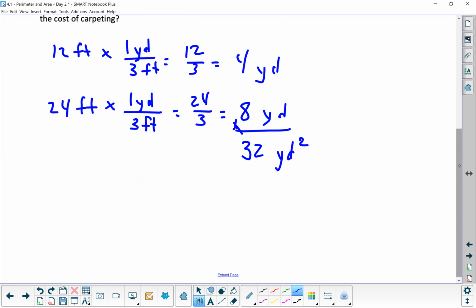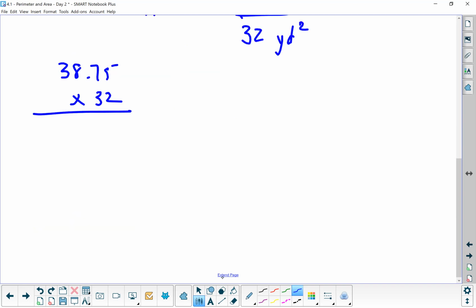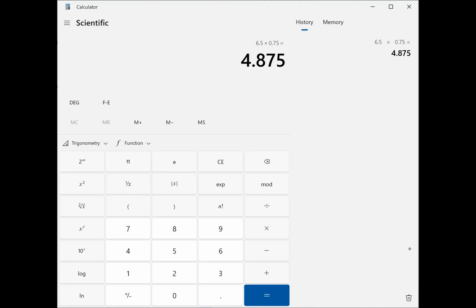And the carpet is 38.75. And I would use my calculator to multiply that times 32. $1,240.